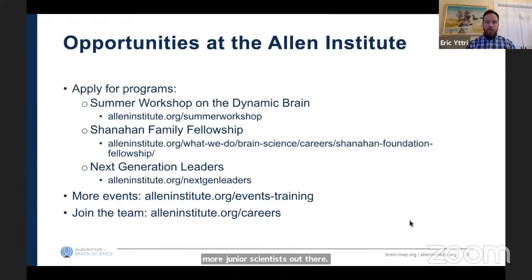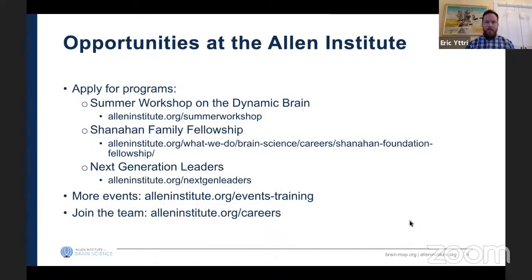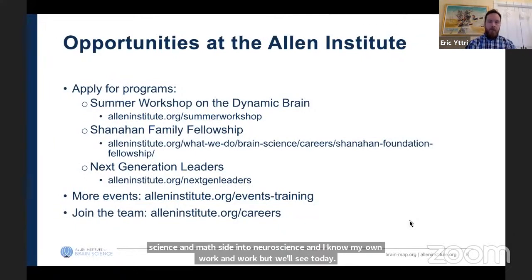The Institute has also just opened up applications for a new fellowship. Important here, it's a fellowship, not a postdoc, but it's at the intersection of data science and neuroscience. And this is the Shanahan Family Fellowships that are designed for people transitioning from that data science and math side into neuroscience. And I know my own work and work that we'll see today, that's ripe for opportunity.